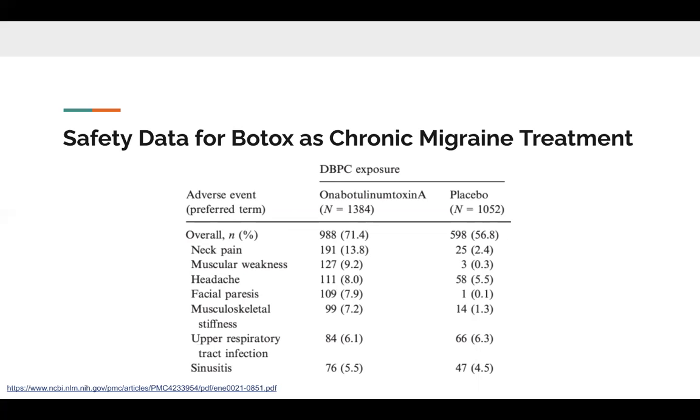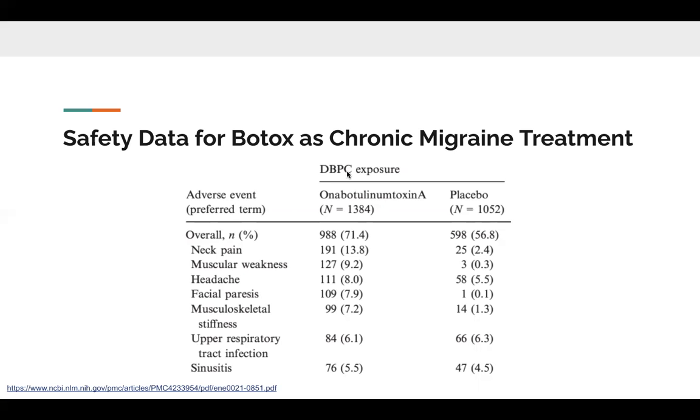and headache at 8%. While these are the highest for people that receive Botox, only 2.4% of placebo patients experience neck pain, 0.3% muscular weakness, and 5.5% headaches. Among placebo treatments, upper respiratory tract infection and headache were the most common adverse events. The study was a DBPC exposure study, which it says up here, which means it's double-blind and placebo-controlled.